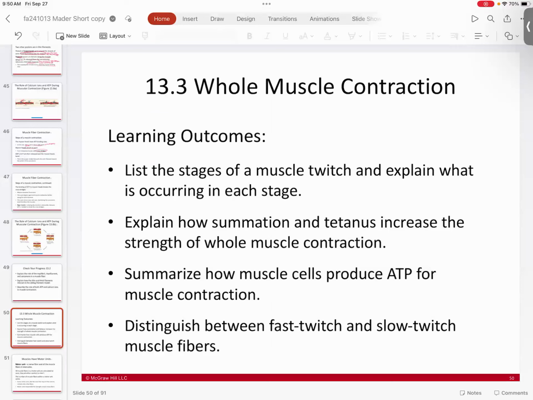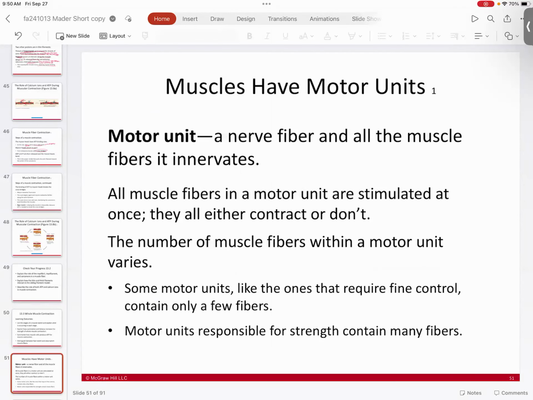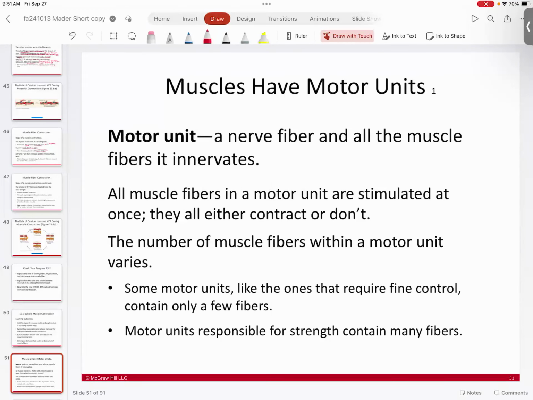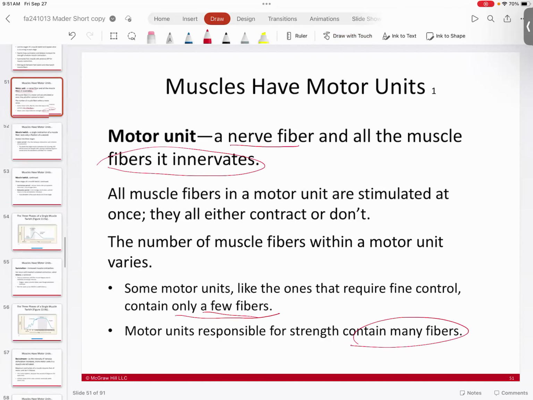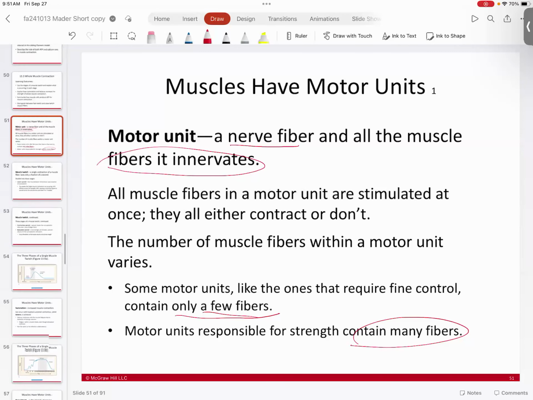Okay, so let's take a look at whole muscle contraction. Essentially what we have is what's called a motor unit. In a motor unit, you have a nerve fiber, first of all, and all the muscle fibers that it innervates. That's one motor unit. All muscle fibers in a motor unit are stimulated at once, and they either contract or they don't. The number of muscle fibers within a motor unit varies. Some motor units, for fine control, will only have a few fibers. Other motor units, for strength, will have lots of muscle fibers. Typically, the more muscle fibers you have, the more gross motor movement you've got, not the fine stuff.